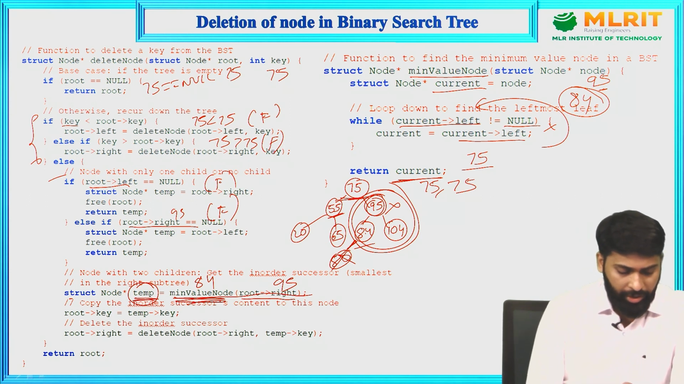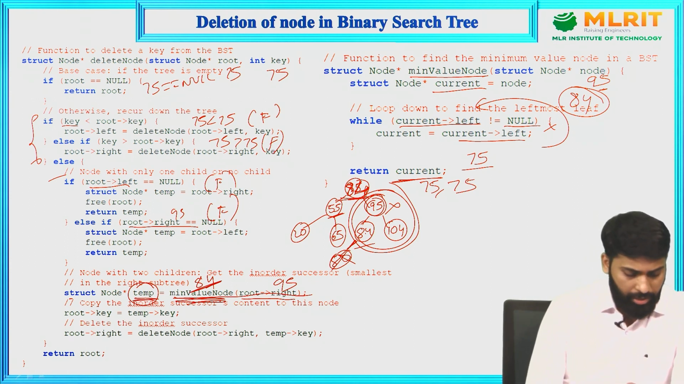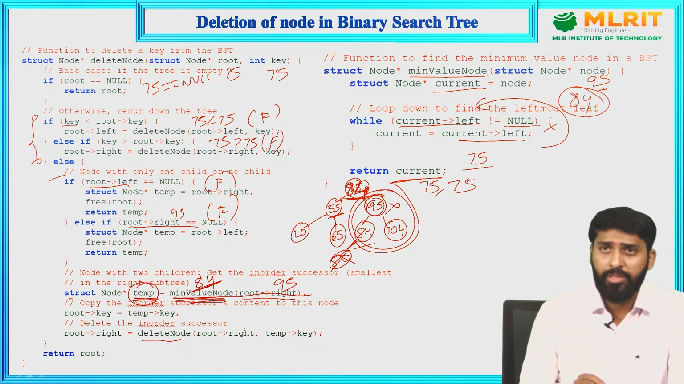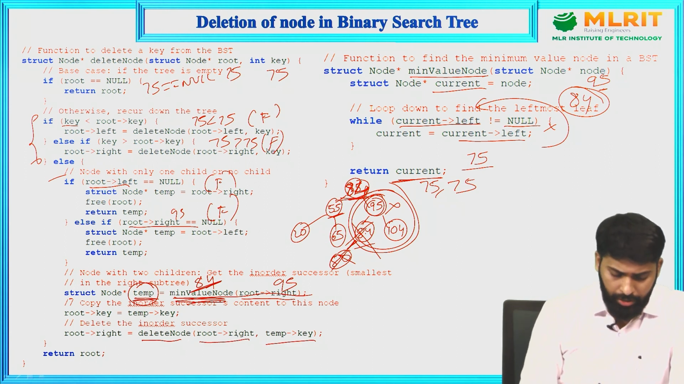Now root arrow key equals to temp arrow key. What is the temp arrow key? 84. 84 is copied to root. Okay. So now root arrow right equals to, again we delete node. What is the third step? We delete this 84. The same algorithm. So delete node. So root arrow right, that is 95. So temp arrow key, that is 84.